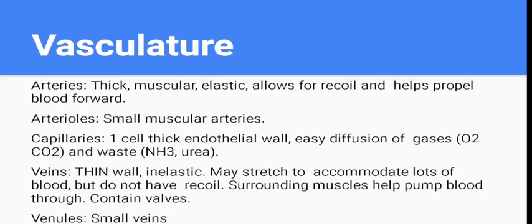And then you also have veins and venules. Veins are inelastic, unlike arteries, which are elastic. They can stretch a little bit, but they do not have recoil. The surrounding muscles also help pump blood through the veins. They also have valves, which prevent backflow of the blood. And venules are just smaller versions of veins.